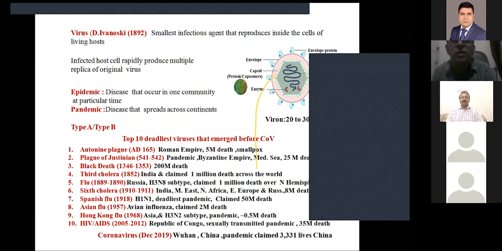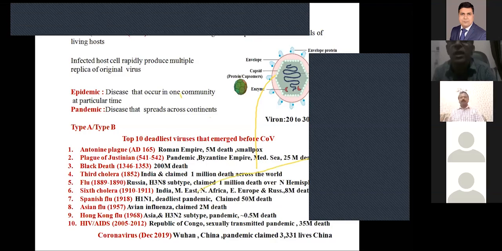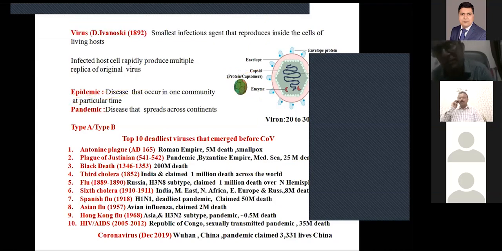Capsid is a protein or capsomer, and this capsomer is supported with some enzyme, and the whole system is enclosed in a system which is called the envelope. The envelope is just like a protein, and you know that viruses are of type A and type B. Type A virus is basically the virus which is produced... coronavirus, I am talking about coronavirus.